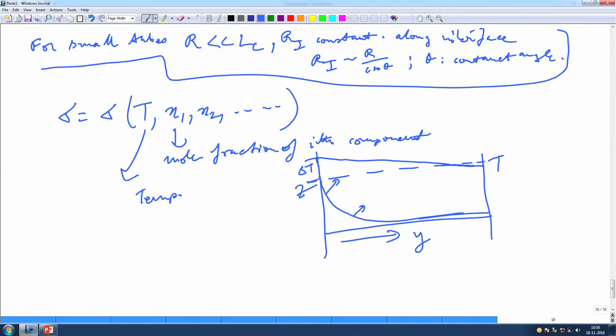Because of this temperature gradient, if you plot the corresponding surface tension, that surface tension will also show a gradient, is that not so? So surface tension here will not be the same as surface tension here, and surface tension here will be different from that, correct. So there is a variation in the surface tension, because surface tension is a function of temperature, like all properties are a function of temperature also.